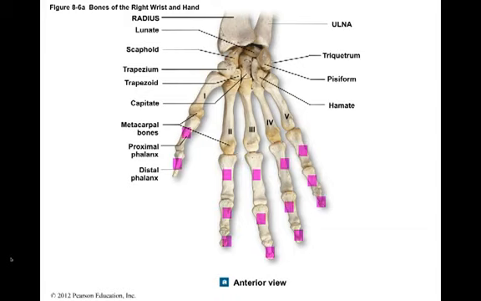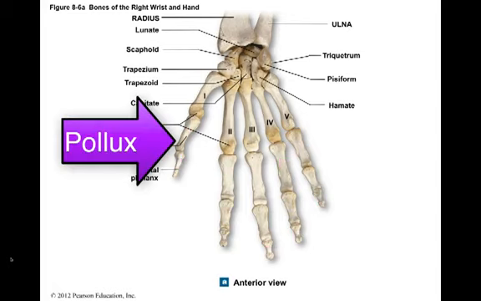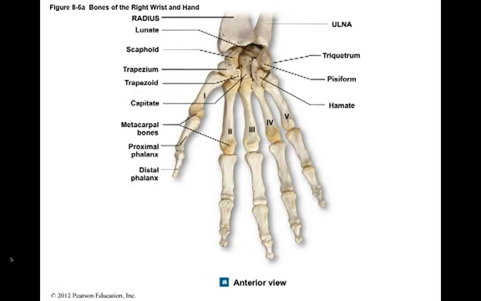Each hand has 14 finger bones or phalanges. The first finger bone, or the thumb, is known as the pollex and has 2 phalanges, proximal and distal. Each of the other fingers has 3 phalanges, proximal, middle, and distal.